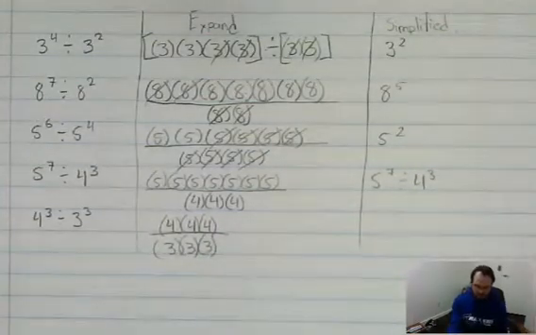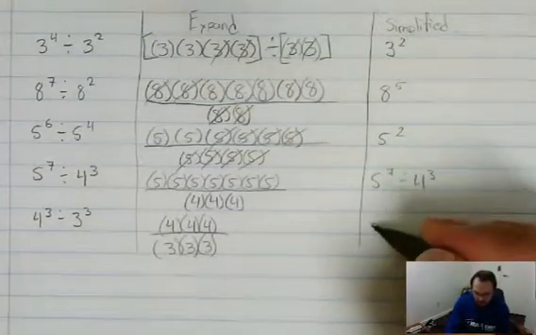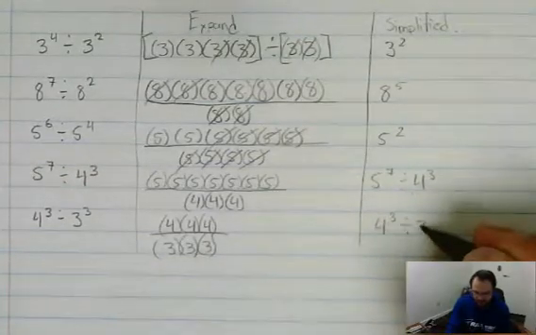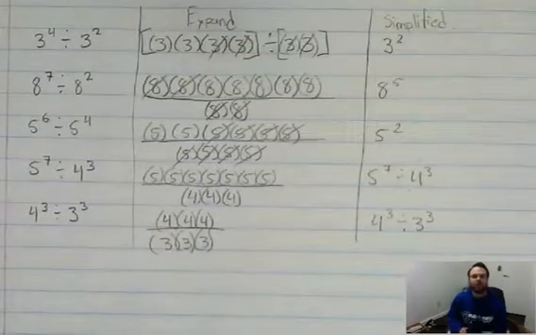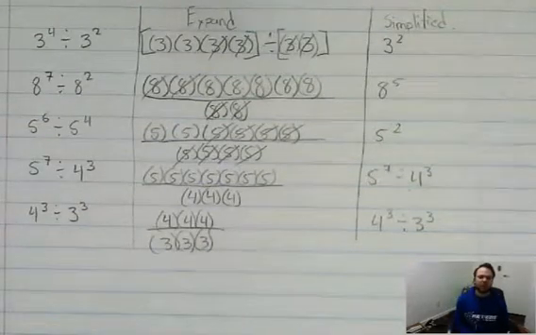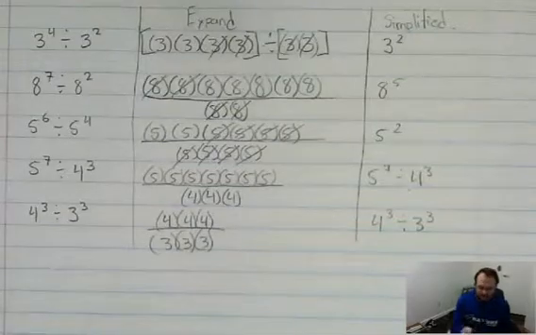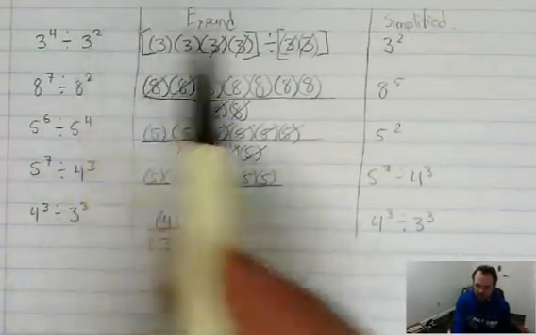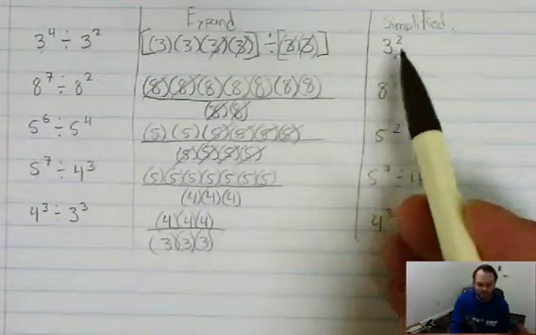Well, this, I look at it, can't be simplified as well. This is just going to be 4 to the 3 divided by 3 to the 3. So those cannot be simplified as well. So now I look at this here. Let's look, how do I get from 3 to the power of 4 divided by 3 to the power of 2 is simplified to 3 squared.